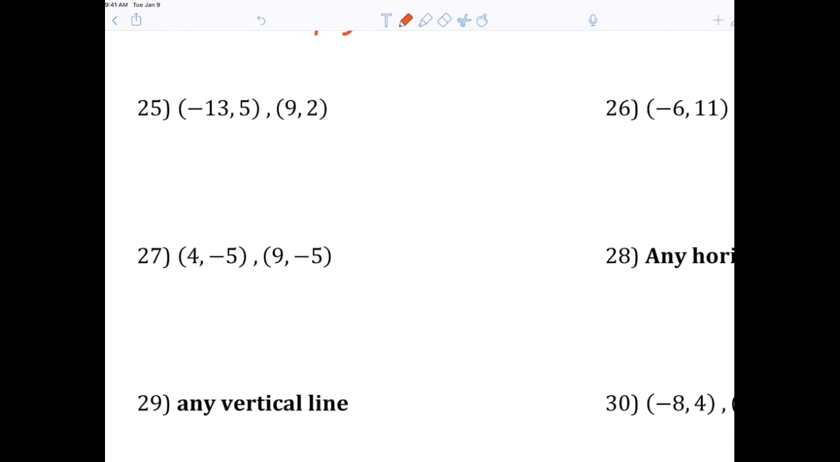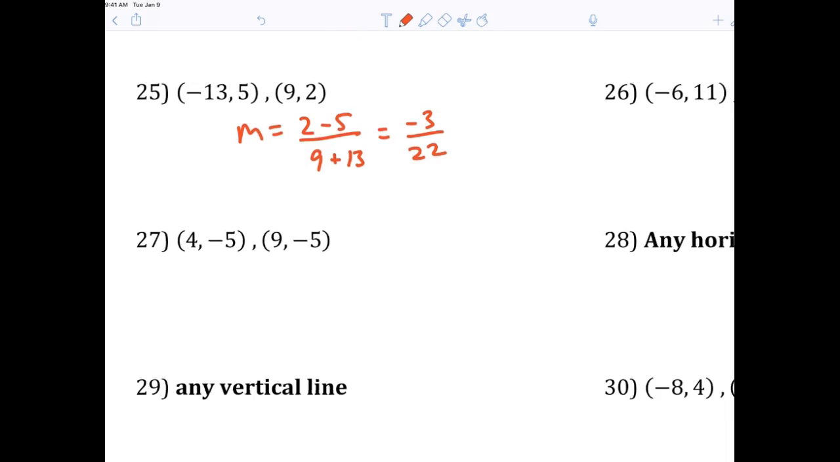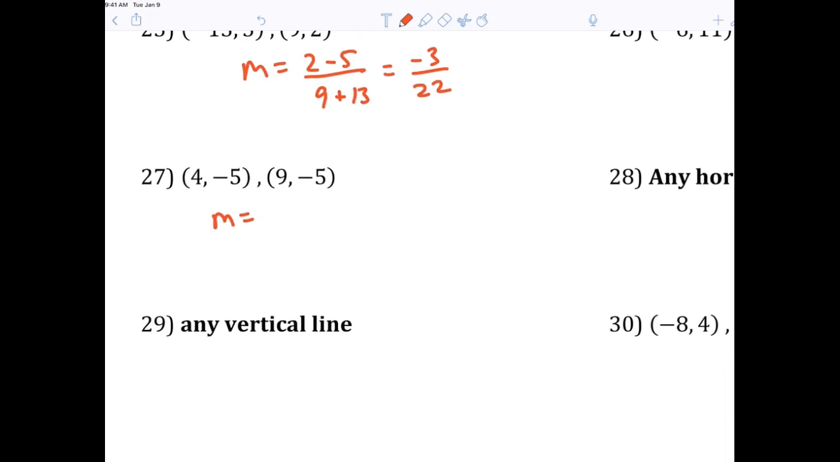25. M equals 2 minus 5 over 9 plus 13. Negative 3 over 22. Why is it plus? 9 minus negative 13. 27. Here we go. M equals negative 5 plus 5 over 9 minus 4.